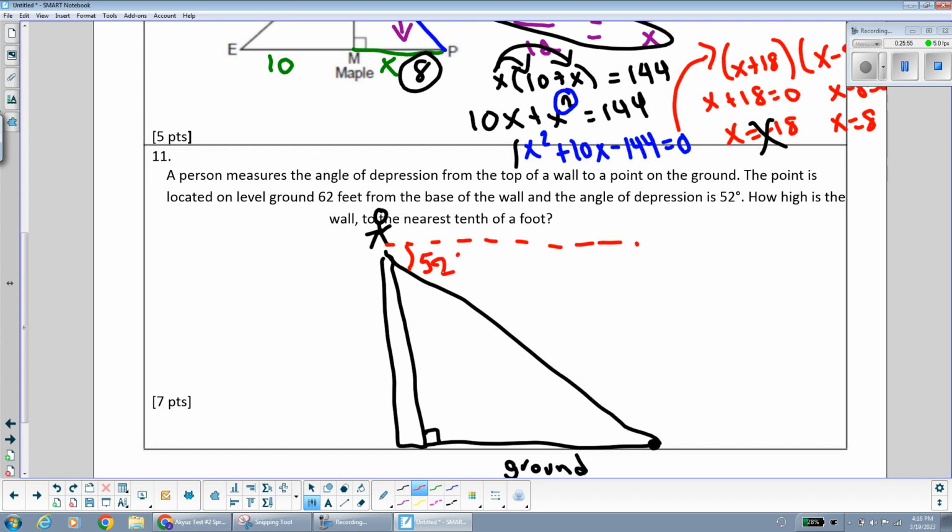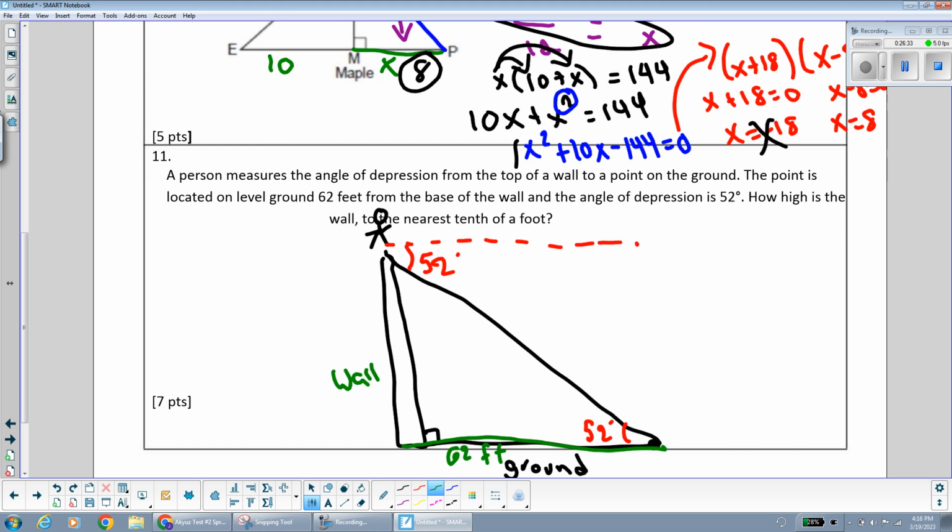And the really helpful thing about the angle of depression is that it's alternate interior with the angle of elevation. So if you know the angle of depression, you also know the angle of elevation, which is inside the right triangle. And we can use that to set up our trig ratio in a little bit. It also says the point is located on level ground. So here's my level ground, 62 feet from the base of the wall. The base of the wall means the bottom. So if this is my wall, here's the bottom of the wall. So from the bottom of the wall on level ground to the point is 62 feet.